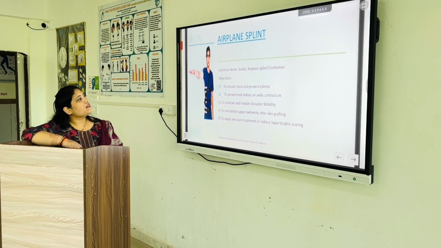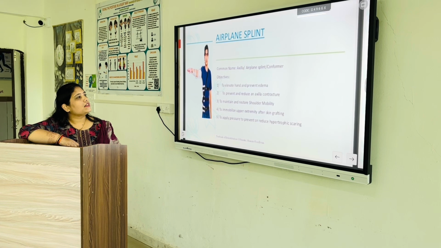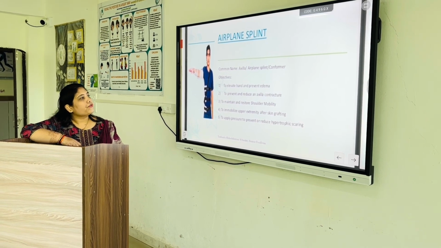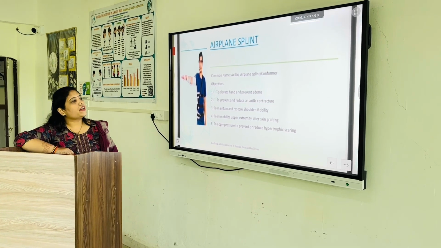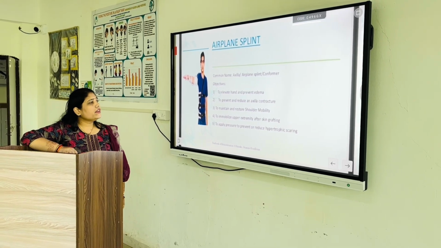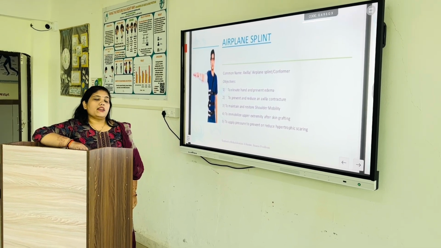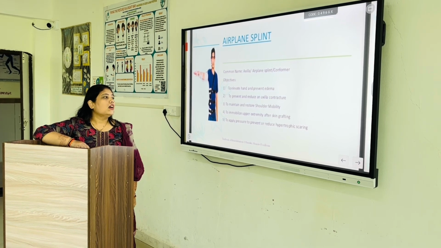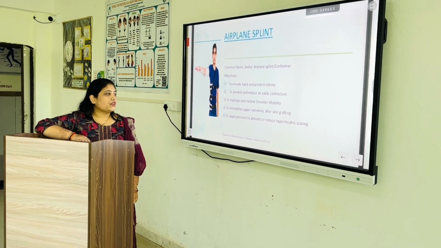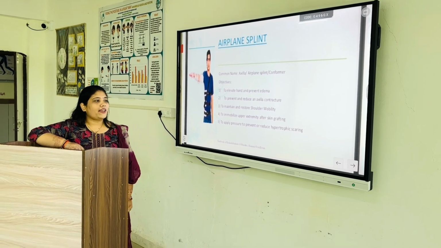Next one is the airplane splint. Common name is axilla oblique airplane splint, oblique conformer. The objective of this splint is to elevate the hand and prevent edema. Second is to prevent and reduce axilla contracture. Third is to maintain and restore shoulder mobility. Fourth is to immobilize the upper extremity after skin grafting. Fifth, to apply pressure to prevent or reduce hypertrophic scarring.